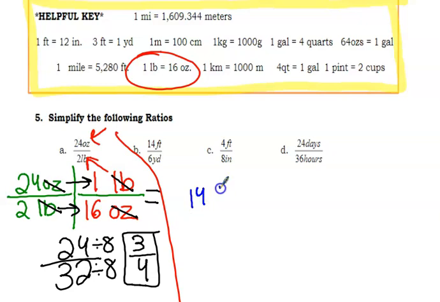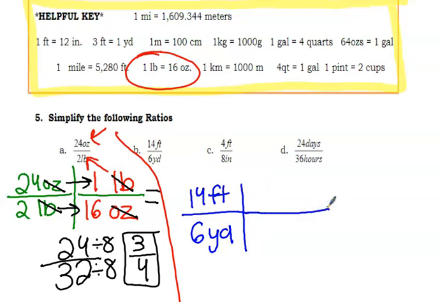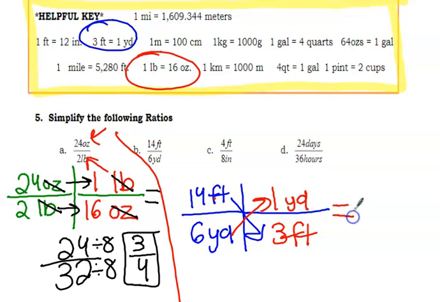So I have 14 feet over 6 yards. Again, let's look at our chart up here. So we've got feet and yards. Okay, so from diagonal to it is the feet. So that's 3 feet. Diagonal to yards is 1 yard. Now I have feet over feet eliminated, yard over yard eliminated. Now multiply across. Okay, lots of arrows. 14 times 1 is 14.